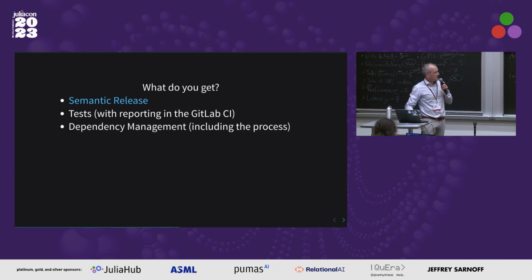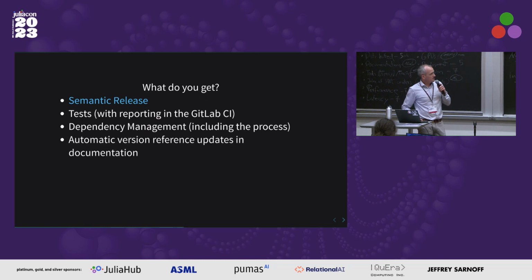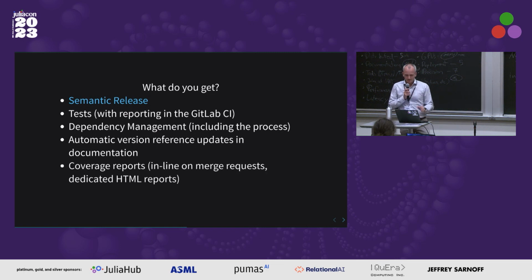You get a bit of dependency management, including managing the dependencies of the processes that you depend on. So it gets a bit inception-y. You get automatic version reference updates in documentation. This is something I'm incredibly proud of, right? Typically, what you see a lot of the time is some documentation where something goes, install this version or install the latest version. Our documentation always just says install this version, and that version is always the most recent one, or whatever was the most recent one at the time that the documentation was written. But I never update it, it goes automatically.